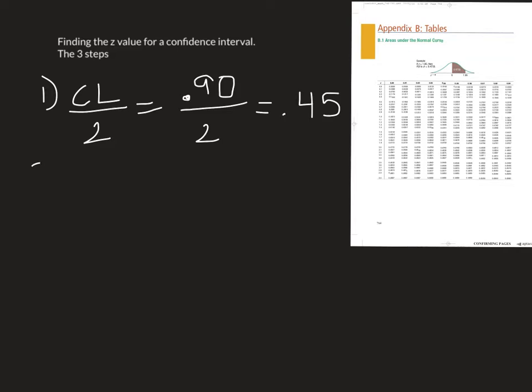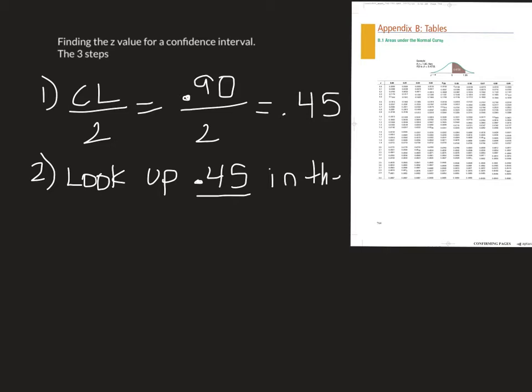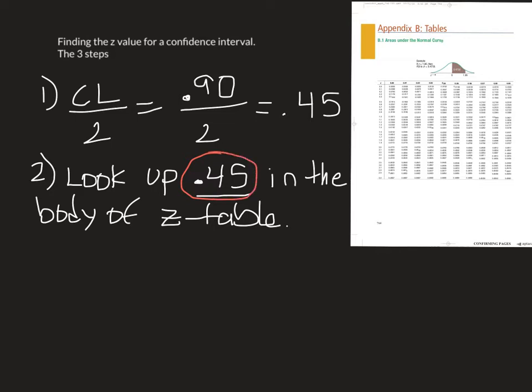So step 2. Now what we're going to do is go to our z table and look up 0.45 in the body of the z table. Okay, now the reason we're looking up in the body of the z table rather than in the edges, because this is a percentage, not a z-value.